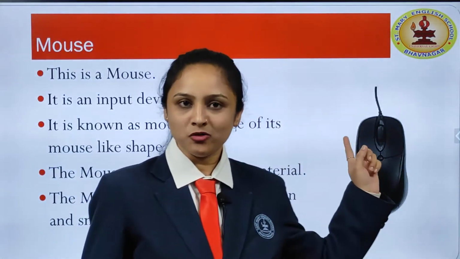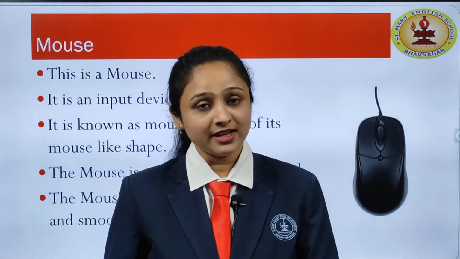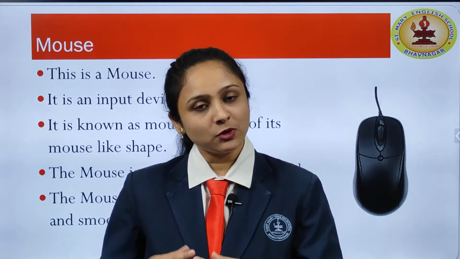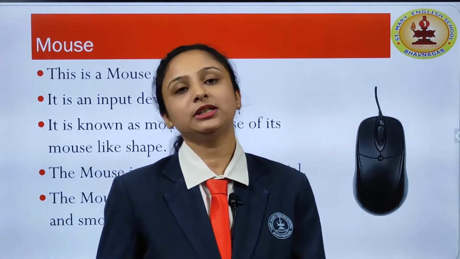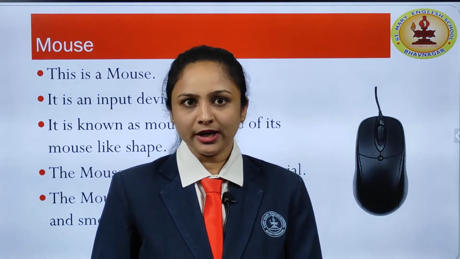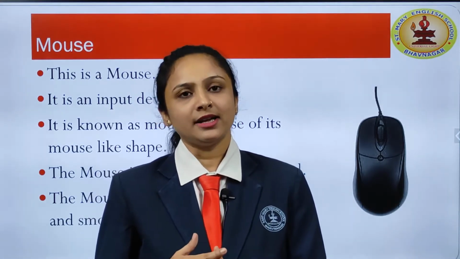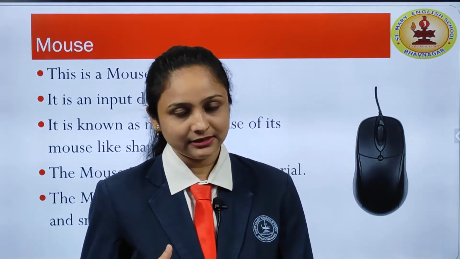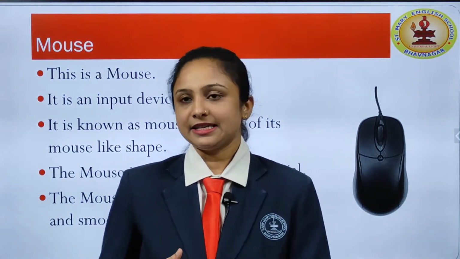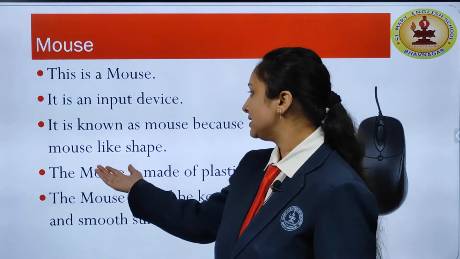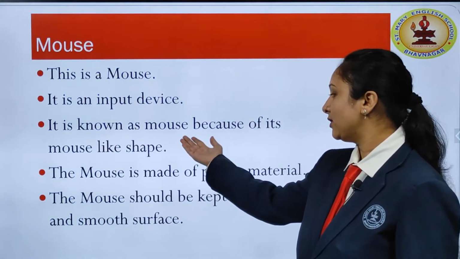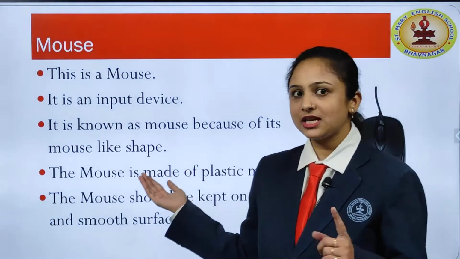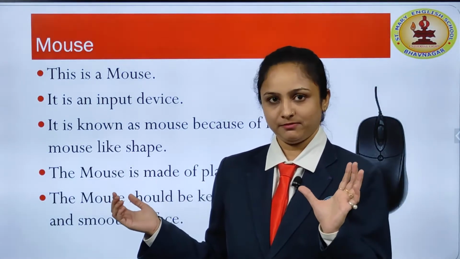Okay, this is the mouse. It is an input device. Why is it an input device? Because with this mouse, we give the data to the computer. Okay, it is an input device. It is made up of plastic. Okay? Yes, and the most important, it is also known as mouse because its shape is like a mouse, same.